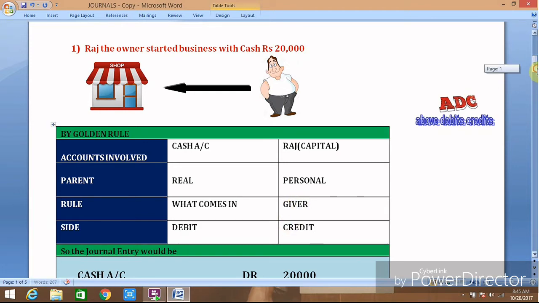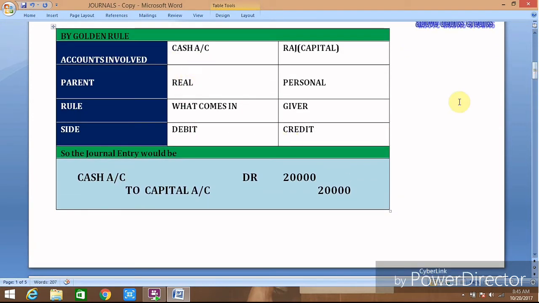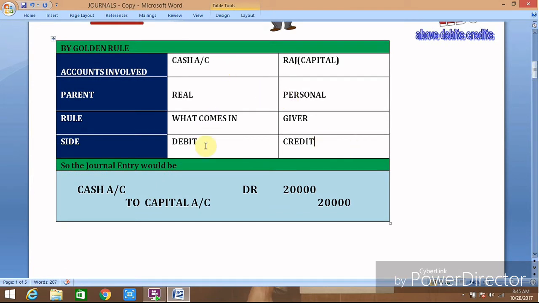This gives us the first journal entry, as you can see: cash account being debited, and capital account, Raj account, being credited. So the format to pass this journal entry is the cash account on the first line, debited, and the capital account on the credit side, written on the next line. As discussed earlier, debits and credits are nothing but two opposite sides of anything. So if we write cash on the first line, generally we write the credit part on the second line.